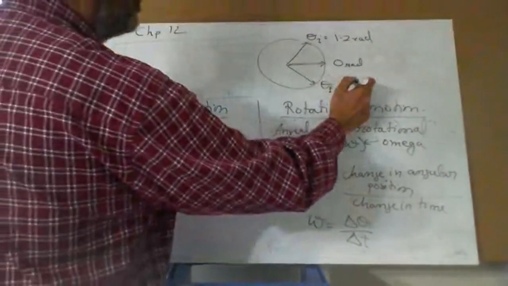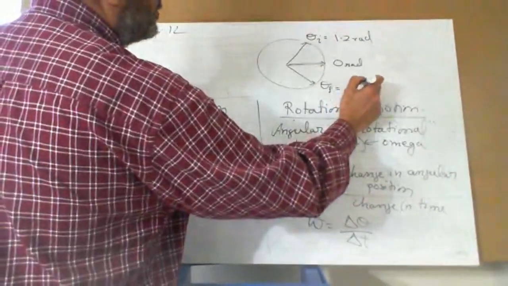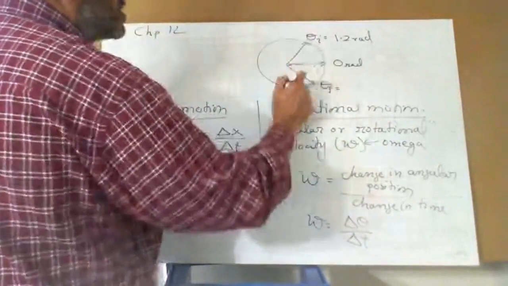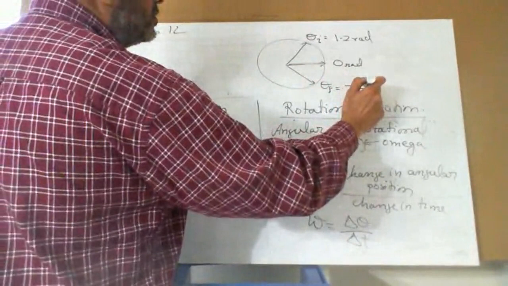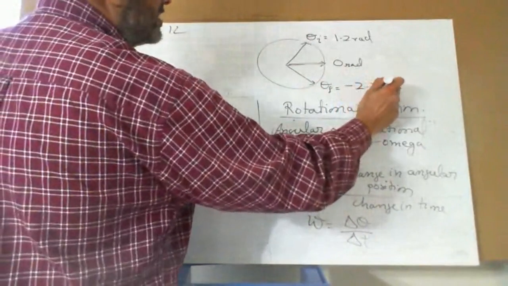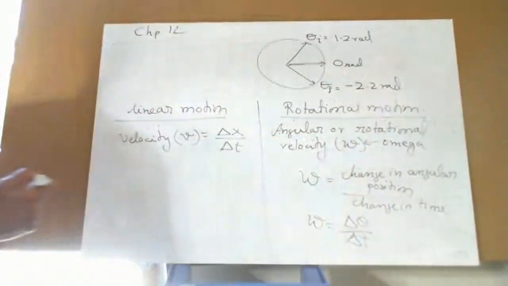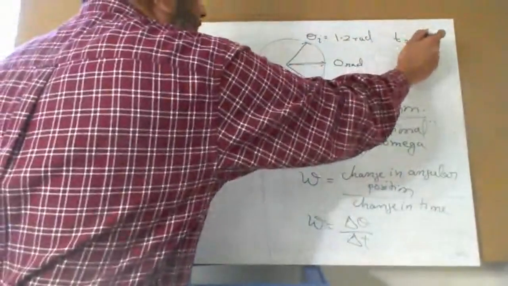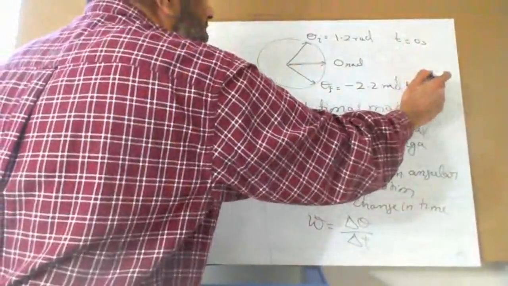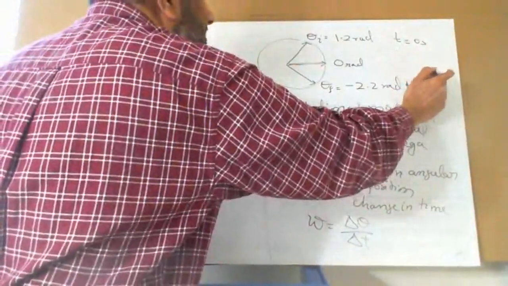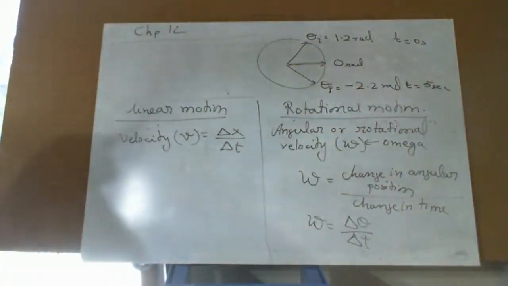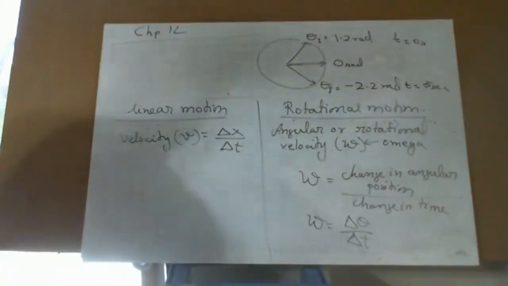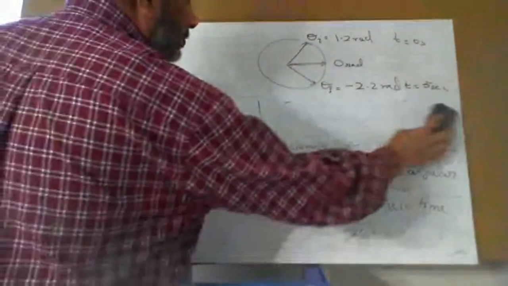Is, let's say, minus, it's gone this way. Minus means it's gone this way. Minus 2.2 radians. Right? And this is at time t equals 0 seconds. And this, let's say, is at time t equals 5 seconds. Okay. So what is the angular or rotational velocity? Let's try to work that out.